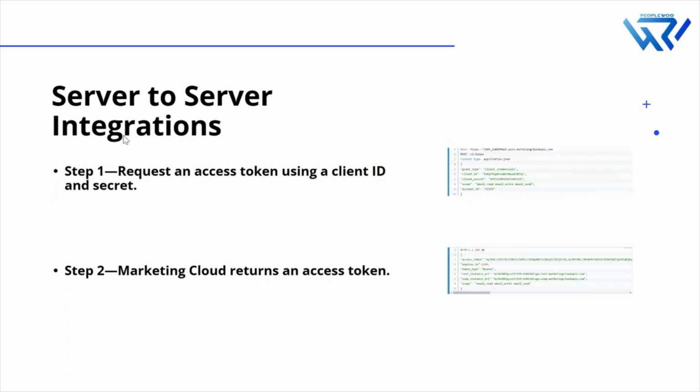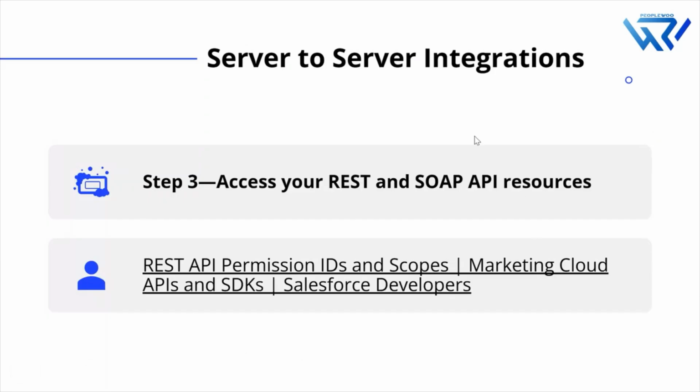Once client ID and client secret are validated, Marketing Cloud will return an access token. Like you log in with username and password, you get an approval on the authenticator app. Similarly, when APIs log into Marketing Cloud using client ID and client secret, Marketing Cloud will return the access token. That access token is a two-factor authentication type of thing. Once Marketing Cloud returns this access token, you can use that token to trigger REST and SOAP APIs.